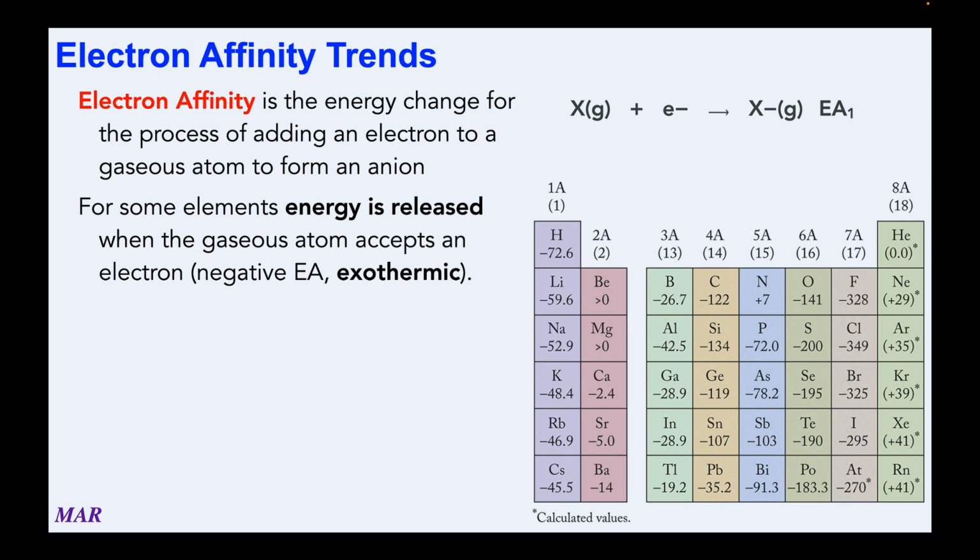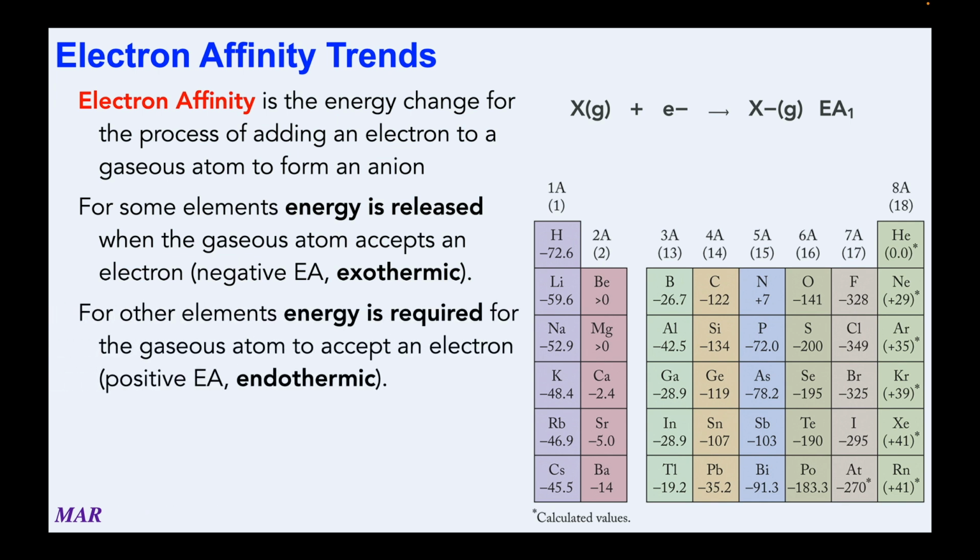But for some elements, energy is actually released, like you get energy out. It's exothermic. Other ones, it's positive. It can be all over the place. Electron affinity is not always as helpful as ionization energy and the sizes, but it's a cool thing to think about as well.